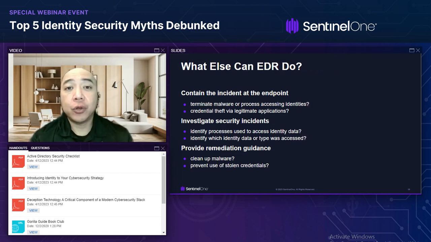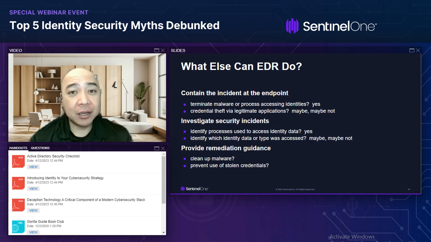So what else can EDR do? Well, let's talk about containing an incident at the endpoint. Can it terminate malware processes accessing identities? Yes, it can. Can it detect credential theft via legitimate applications? Again, maybe, maybe not. It depends. Can it investigate security incidents? Yes, it can identify processes that are used to access identity data, but it can't actually tell you which identity data or type was accessed. It depends. Maybe, maybe not, right? It can tell you that some data was accessed, but it won't tell you, hey, this account was accessed with a command line.